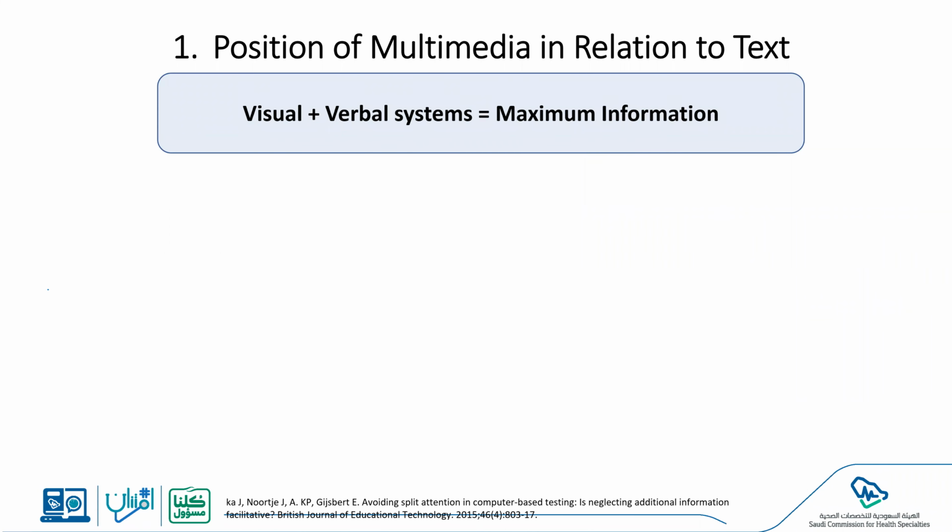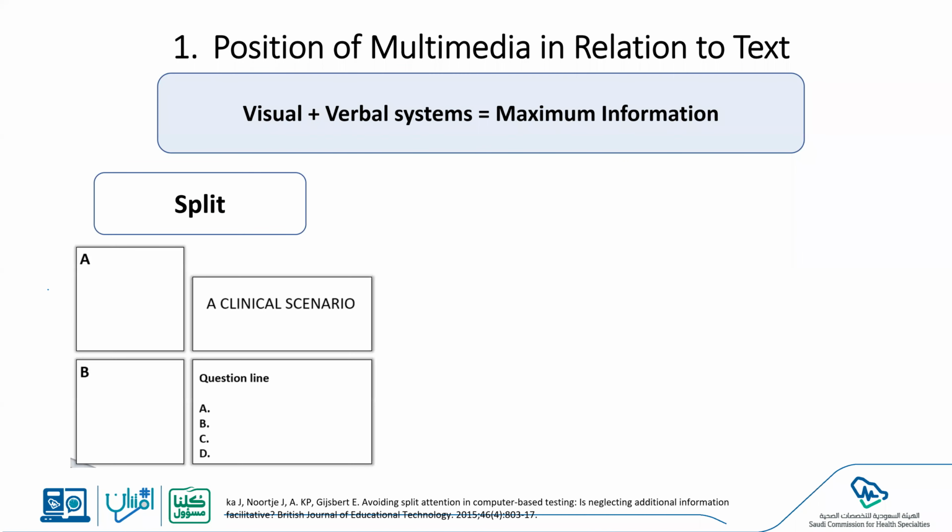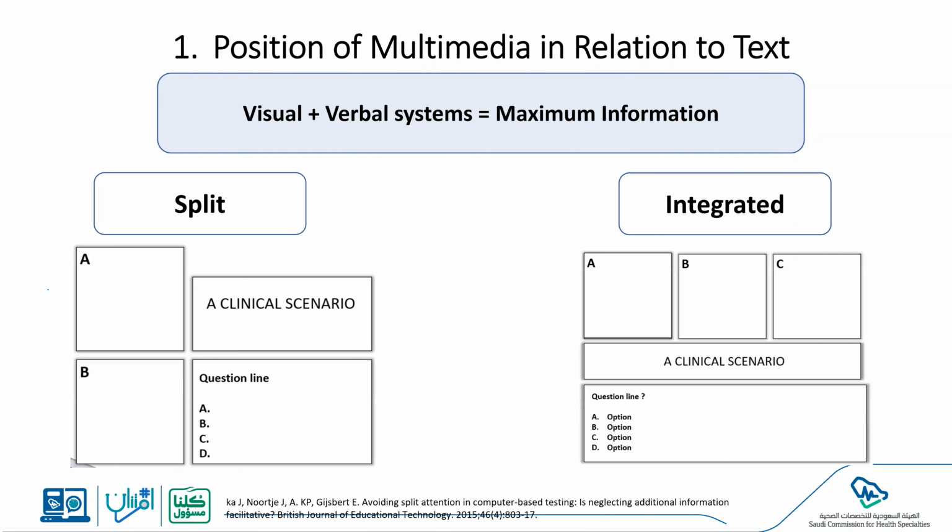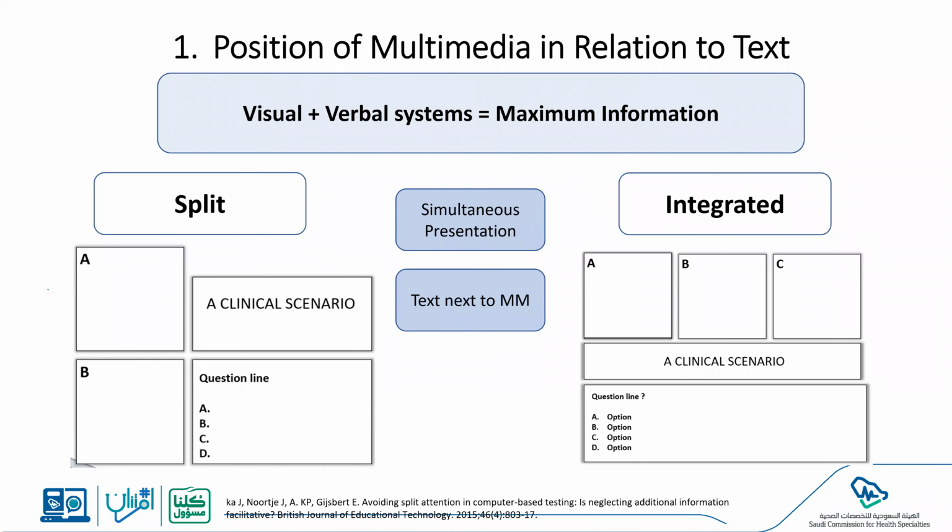So when you have visual and verbal system, this is where you get your maximum information. You can have it either as split or an integrated format. The split means that you're going to have the image on one side and the text on one side, but all presented there. The integrated, you have the image or the videos or whatever, and then you have the clinical scenario or your text that is integrated, or it's like supplementary materials. But the idea is you have to remember that it has to be simultaneous presentation. So it means they occur at the same time. You don't give the image and then the text. It all appears at the same time.